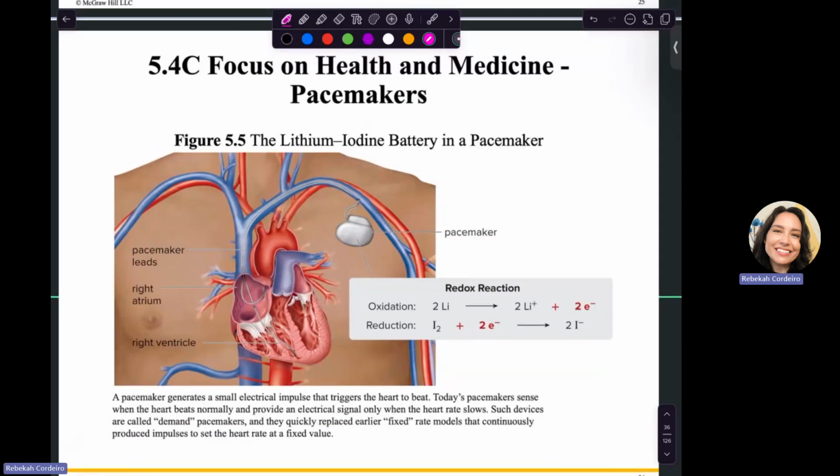So a connection to health: lithium-ion batteries in a pacemaker. The lithium is turning into lithium ion. And then in the battery, we have iodine turning into iodide ion. And so we have oxidation and reduction. The transfer of these two electrons is what powers the pacemaker.